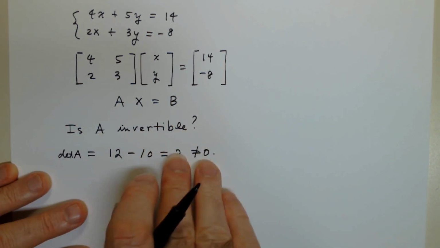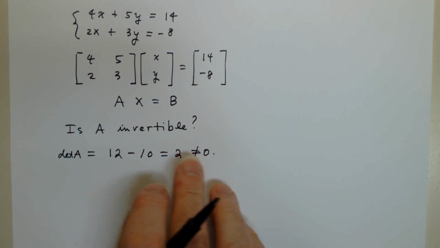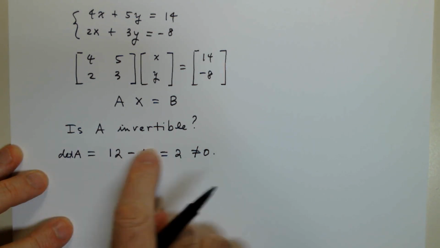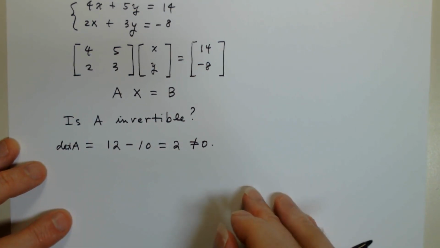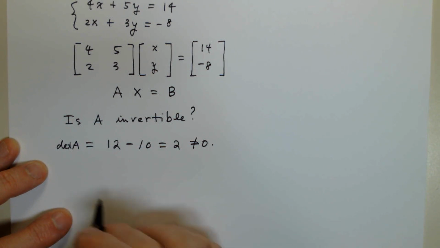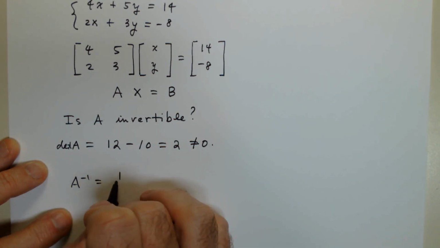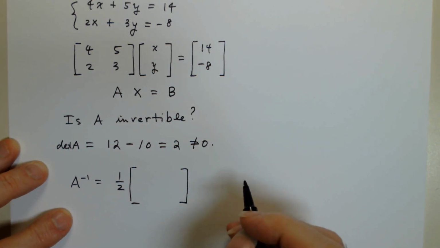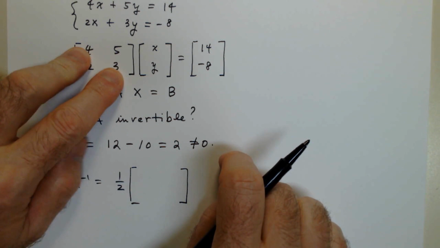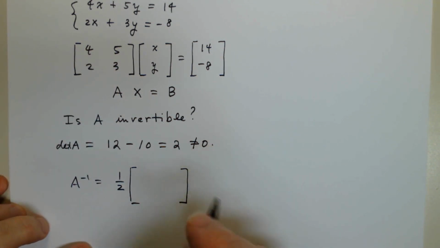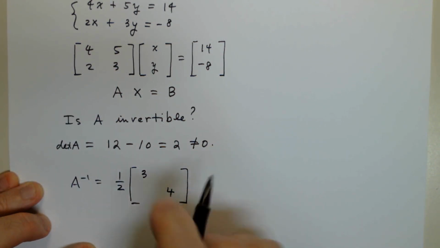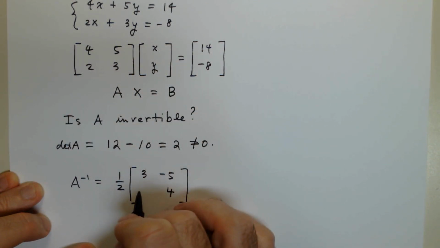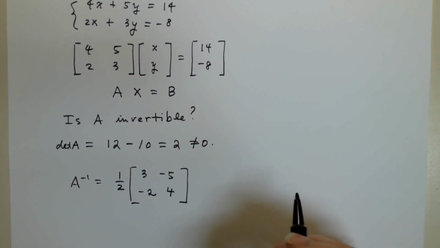As long as this determinant is something other than 0, the matrix is invertible. So yes, the answer is A is invertible. And we've already got the determinant calculated. We know how to get the inverse for a 2 by 2 matrix. It's going to be simply 1 over that determinant. And then I take my diagonal elements, the 3 and the 4, and I exchange them. So the 3 goes here, the 4 goes here. And I take my off diagonal elements and I negate them. Okay, so that's the inverse.